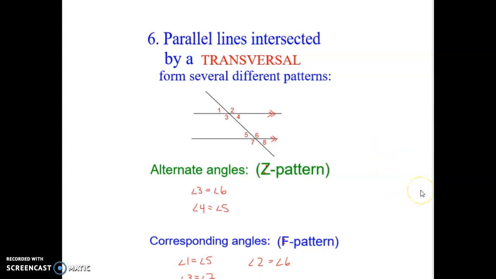So first of all, we have alternate angles. These form a Z pattern. If you can imagine drawing the letter Z, the two inside corners are equal to each other. So looking at my two parallel lines, I've got this Z right here, where I've got angle 3 will equal angle 6. And I can also draw backwards Z. So if I look at my backwards Z, angle 4 will equal angle 5.